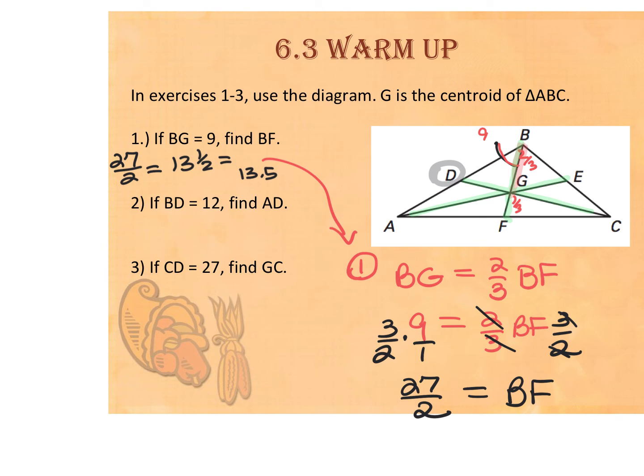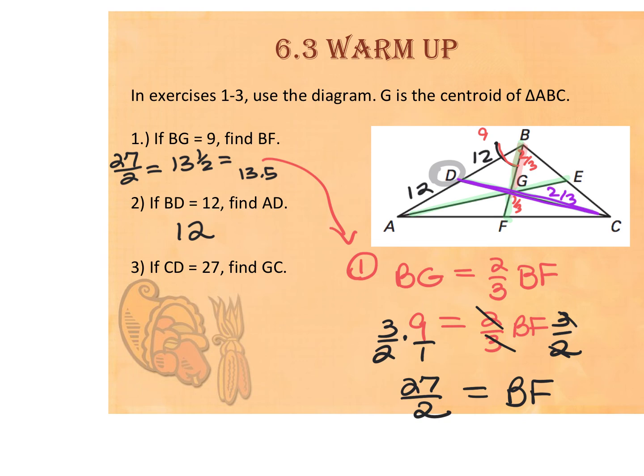So if they gave me that BD is 12, then I know since D is the midpoint, AD is also 12. And then the last part on this slide, they're giving me the length of CD, which is the whole thing here. Let me go over it in purple. So now I'm talking CD here, and they gave me that entire length, it's 27. They want me to find GC, which is the 2/3 part. Remember, the 2/3 part goes from the vertex to the centroid. The 1/3 portion of it goes from the centroid to the side.